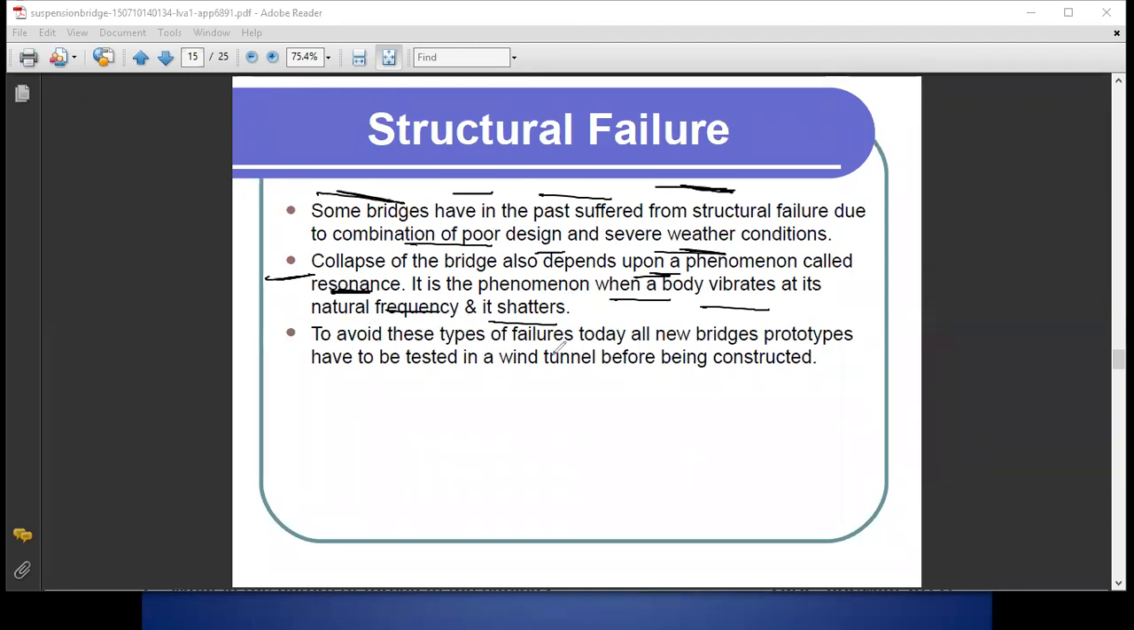To avoid this type of failure, we use new bridge prototypes which have been tested in a wind tunnel before being constructed. In the past, if you search, the special bridges, for example the Tacoma Bridge, collapsed due to heavy wind pressure, right? So nowadays, whatever the bridge prototype or model is there is tested in the lab under wind pressure, in a wind tunnel, before being constructed.